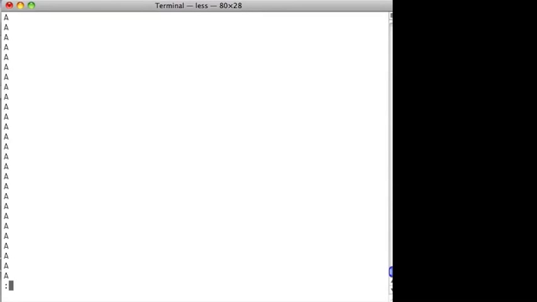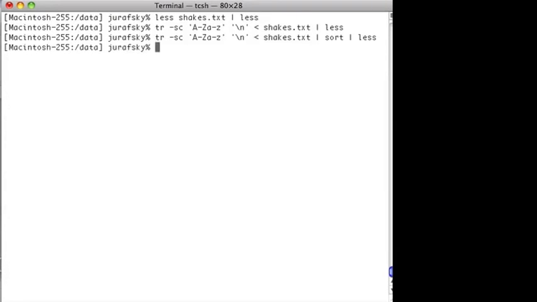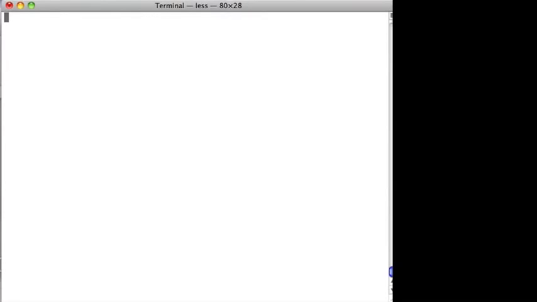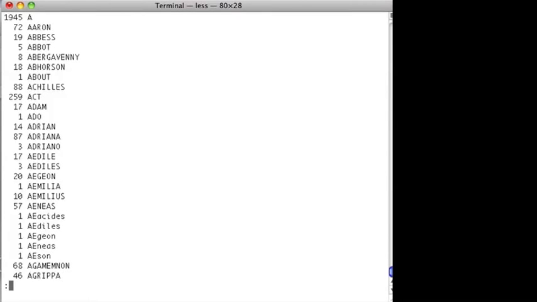And this is a very boring way to look through all of Shakespeare. We don't want to do this. So let's instead use the program uniq. The program uniq will take that sorted file and tell us for each unique type the count of times that it occurs. So let's try that. Here we have all the words in Shakespeare with a count along the left. This is the product of the uniq program.